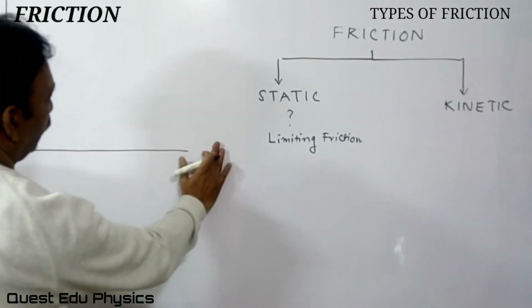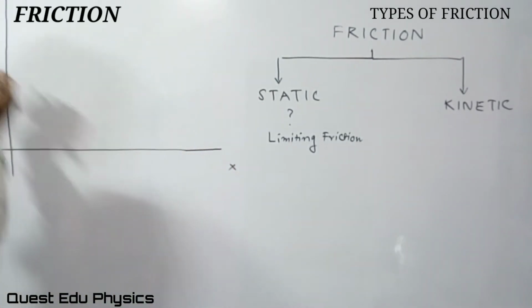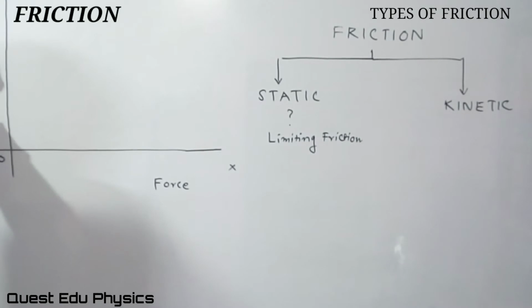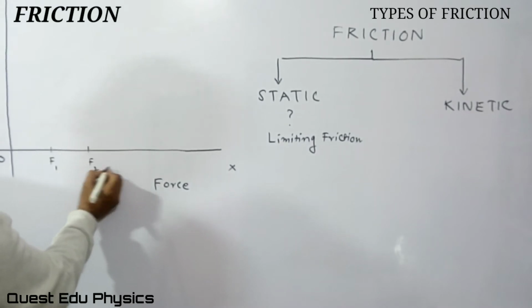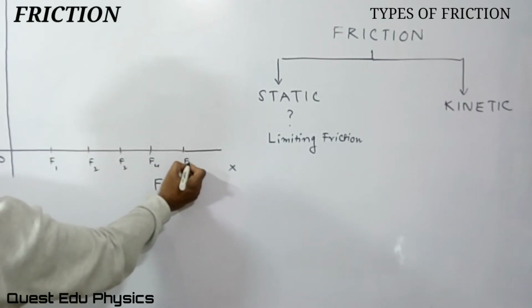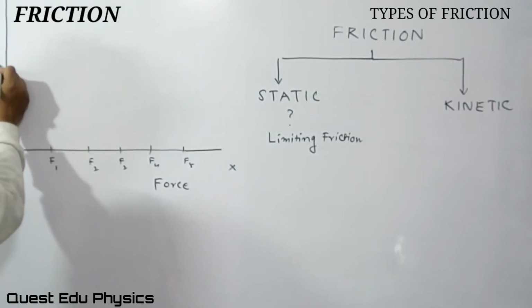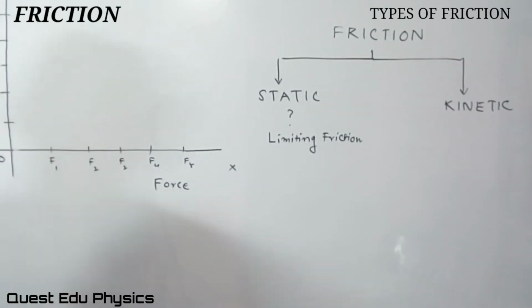Okay, students, here is the x-axis, which is the origin, and here is the y-axis. I am taking applied force on the x-axis and frictional force on the y-axis. I said it is the self-adjusting force. I am taking some points here, that means different magnitudes. Let's say F1, F2, F3, F4, and F5 for the applied force, and I am showing the frictional force points as F1, F2, F3, F4, and F5.